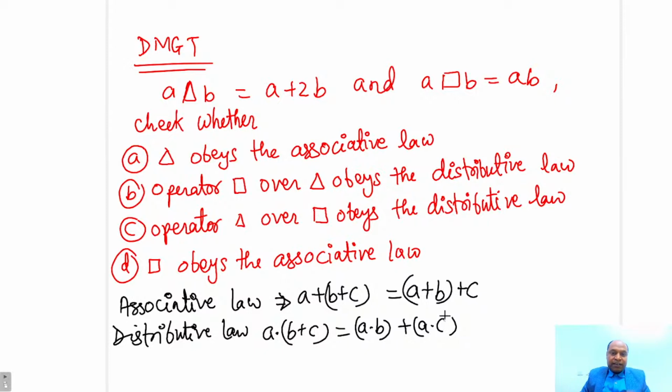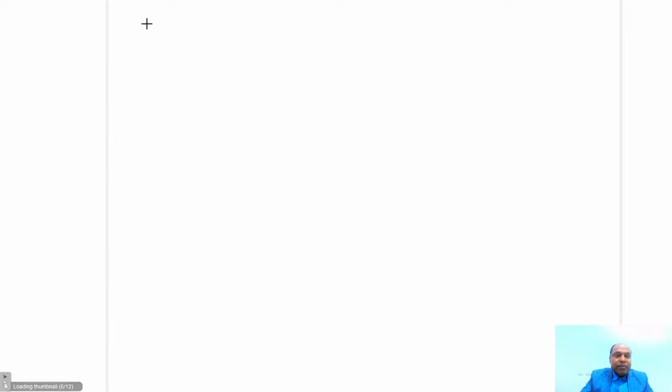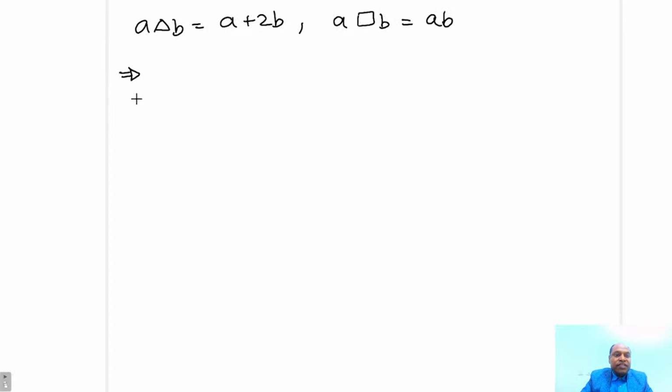Let's check which particular option is correct. Always remember A triangle B and A square B are this. Here again I am writing A triangle B, that is given as A plus 2B, and A square B, that is given as AB. Now first I need to check whether it is associative law or not.